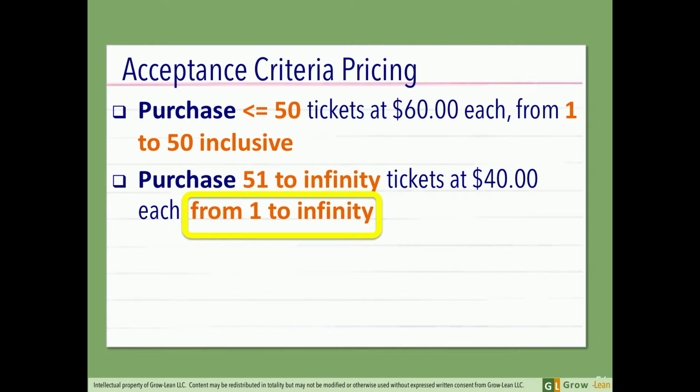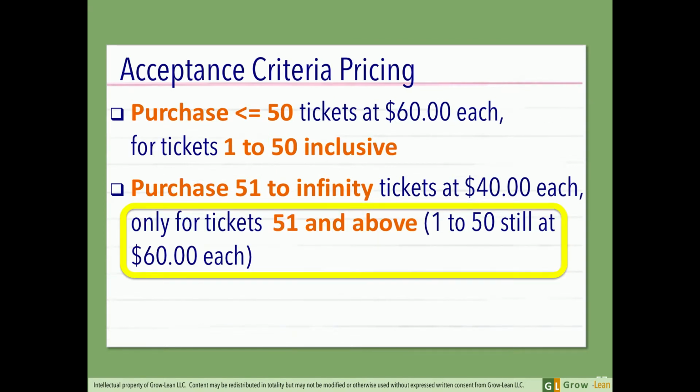So how do you want to fix that? The gentleman in the back, what do you want to do? What did you say earlier? Instead of 1, you want 51. Yeah, so not the 1, start with 51, right? 51, yes. Notice how anal-retentive I am too? Only for tickets 51 and above. 1 to 50 still at $60 each.